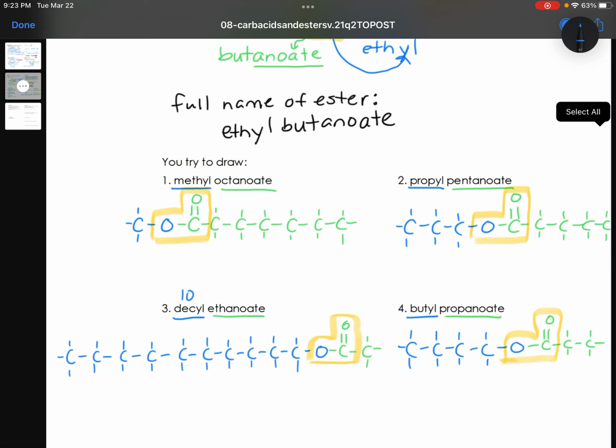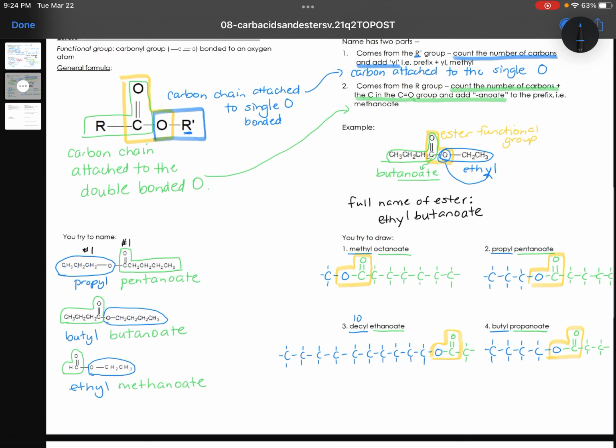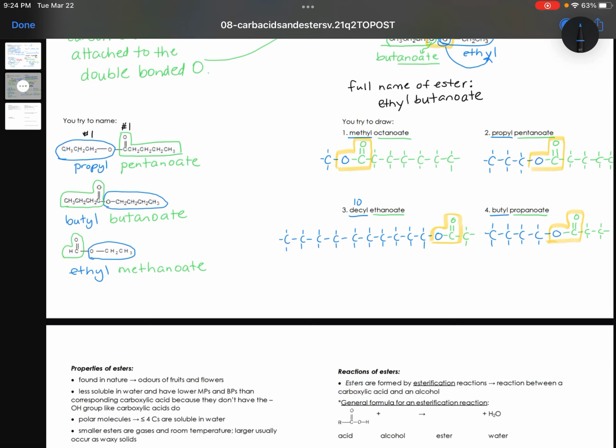Okay, so you can see that it looks very similar to a carboxylic acid. There are the beginnings of a carboxyl group, but it is not at the end of the chain, so it's missing that OH. So when you go down to the properties, they cannot form hydrogen bonds with themselves. So they don't have the OH group like carboxylic acids do.